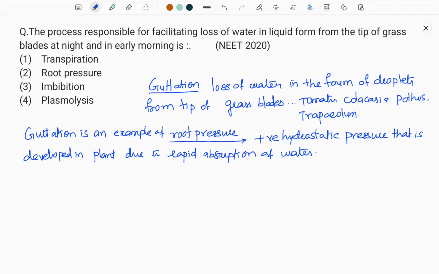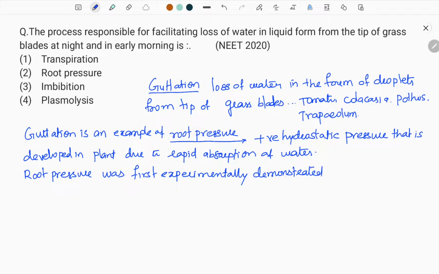How do we prove this root pressure? In fact, root pressure was first experimentally demonstrated by a scientist called Stephen Hales. Do you know Stephen Hales is the father of plant physiology?